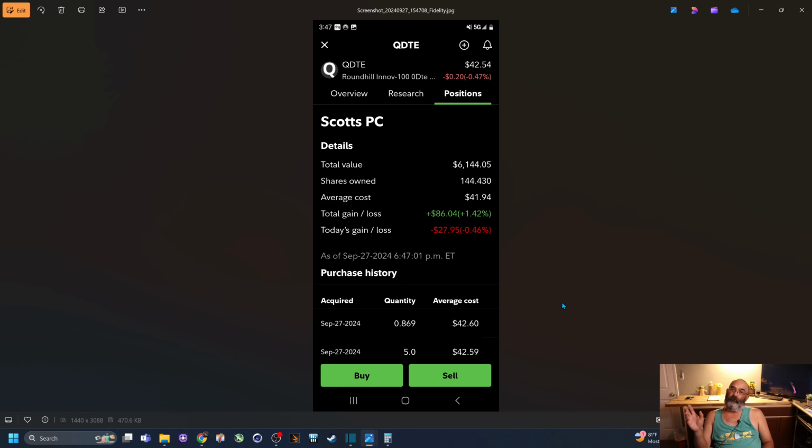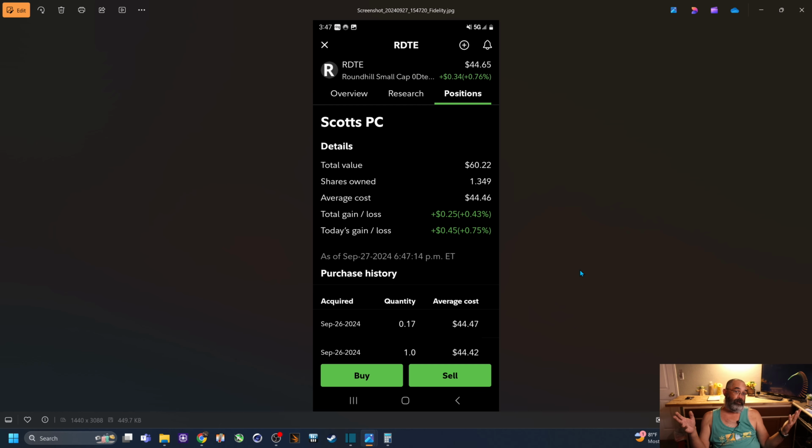QDTE finished the day at $42.54, or down 20 cents for the day. You can see I now have 144 shares. I believe earlier, before I used the $250, I was at 138-ish shares. So now my average cost is $41.94. What I like about the QDTE is I bought a big chunk at the right time. I'm still in the green, up $86.